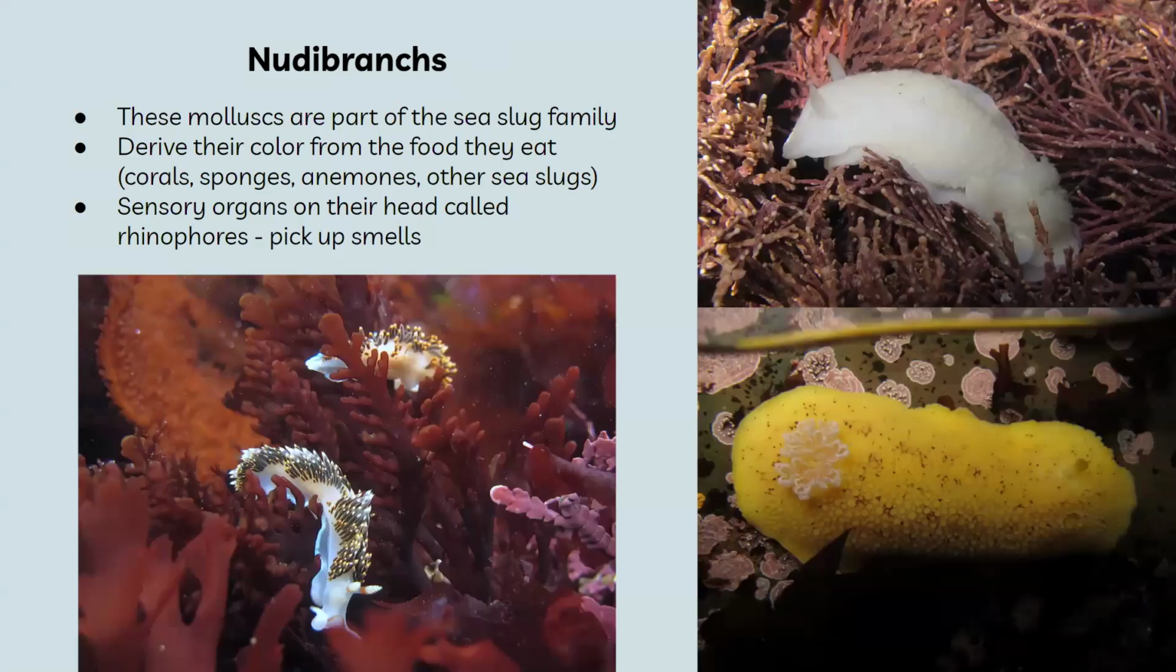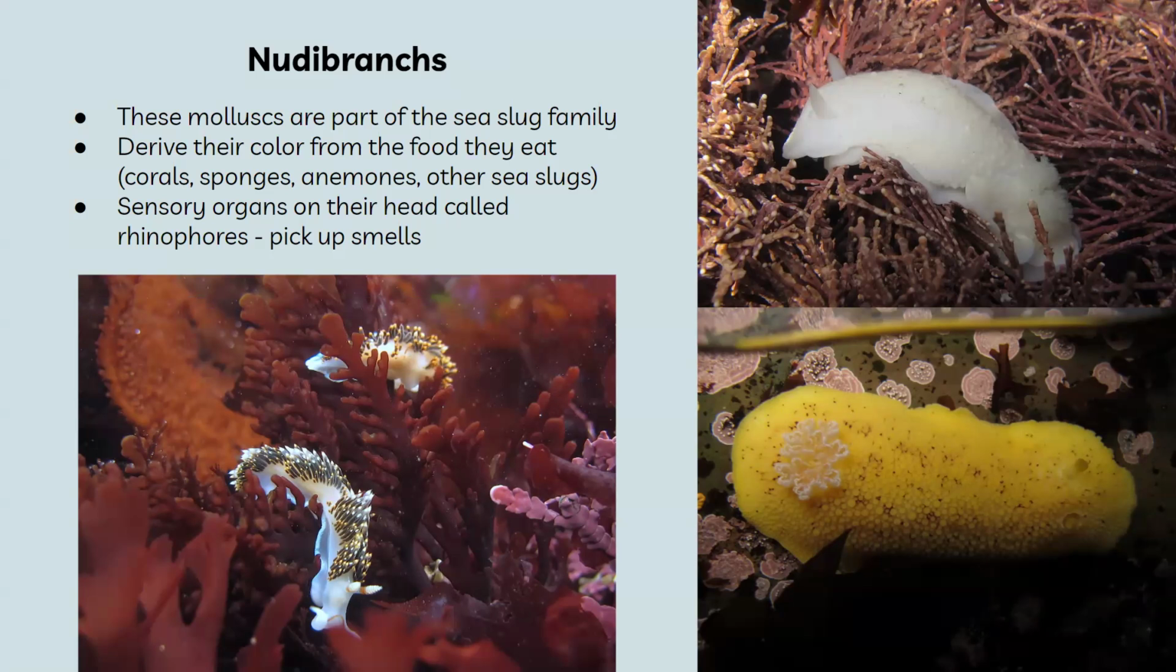So one of the species that you might get lucky enough to see at low tide, very low tide, is a nudibranch, also known as a sea slug. People love sea slugs. There are people that, this is their favorite animal. They'll dress like them for Halloween. People just adore them because they're actually really cute animals. So they are part of the sea slug family.